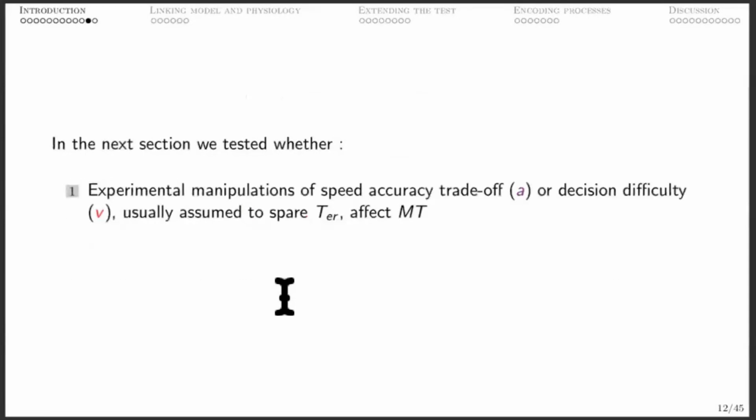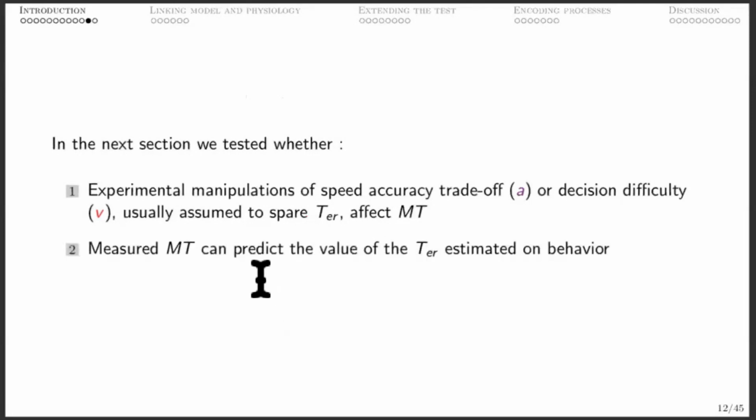So now, in the first section, we tested whether experimental manipulations that are associated with decision parameters, so thought to be contained in the premotor time, affect the motor time we are recording. In the other subpart of this section, we then use the measured motor time to see whether it can predict the value estimated by the behavioral model for the non-decision processes, using only reaction time and proportion correct. So, a quick side note on the statistics used in the thesis.